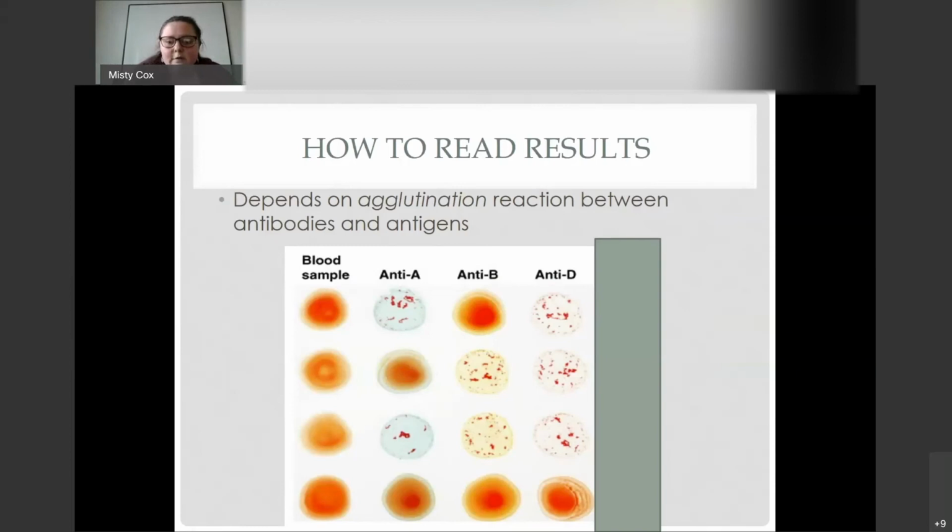So we're going to go through the first row. We're going to read these blood types. So the first row I will help you with. The blood sample is just a comparison. There's clumping in anti-A, so it's got the A antigen. There's no clumping in anti-B, so there's no B antigen. And there's clumping in anti-D, which means it's positive. So the first blood type is A positive.